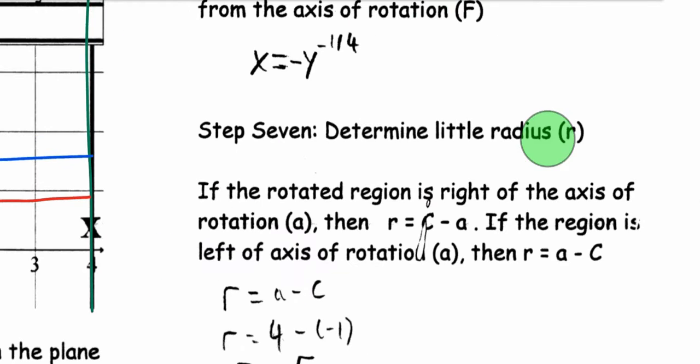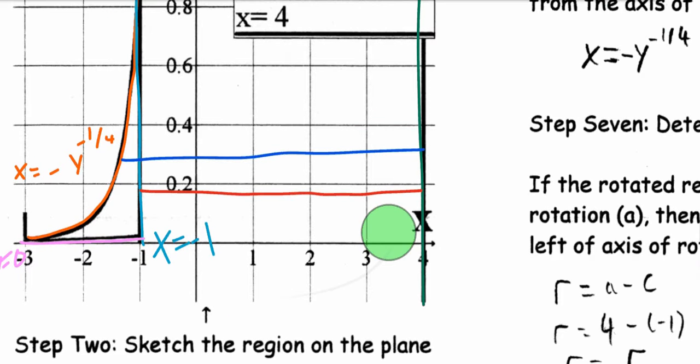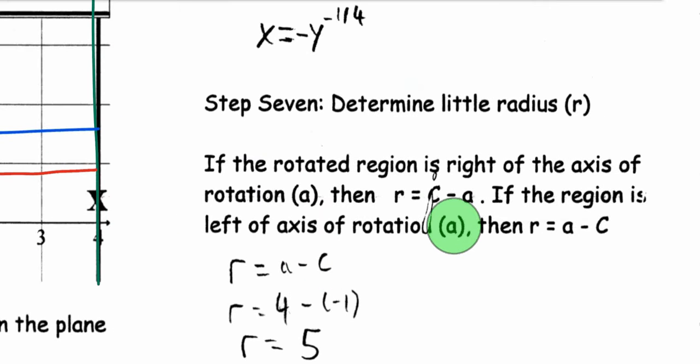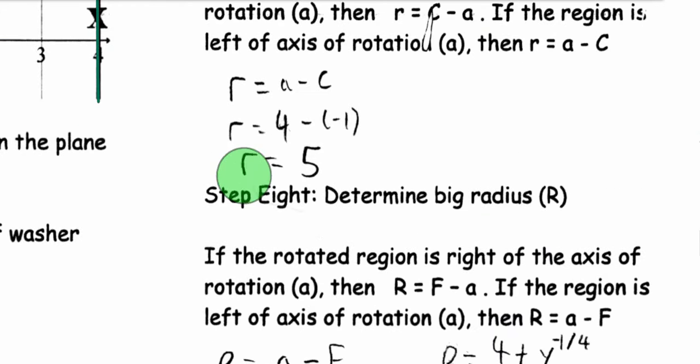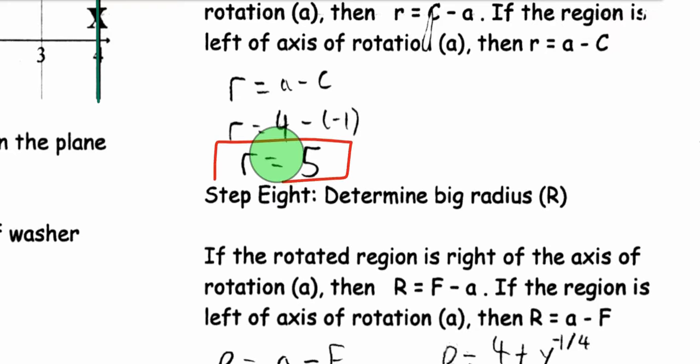All right, now we're going to determine the little radius. The little radius, as you can see, this little red right here is going to be, in this case, your axis of rotation is to the right. It's going to be 4 minus negative 1. We get that red line, which you can see is 5 units long. So that's what happens when your axis of rotation is to the right and you're rotating about a vertical line. So little r, in this case, is going to be equal to 5.